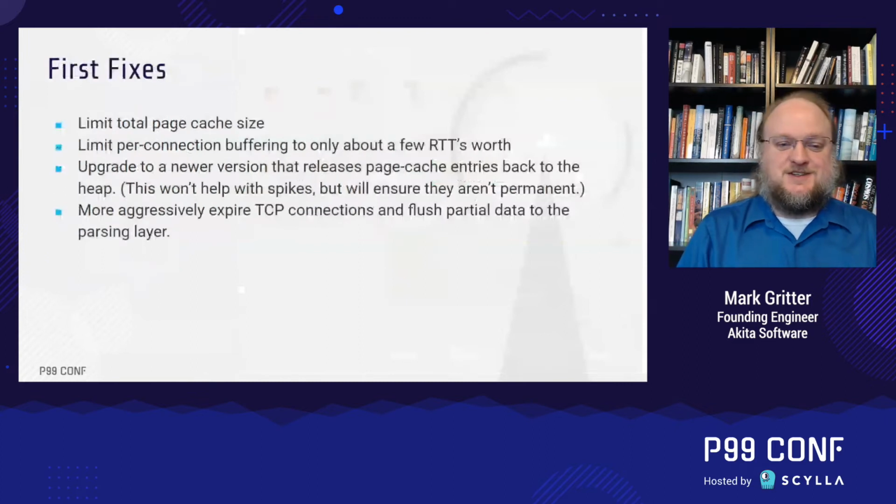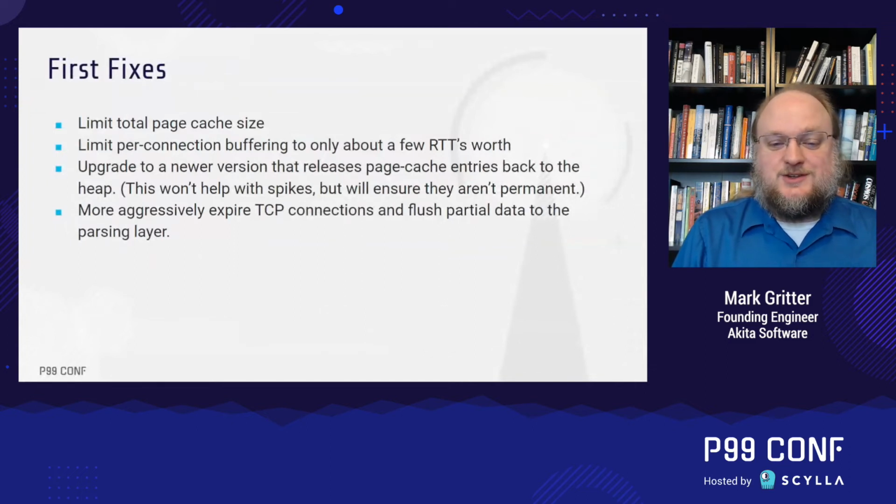So our first set of fixes targeted this obvious problem. We limited the total amount this page cache could use and the amount of reassembly buffer allowed per connection. We upgraded to a newer version of the Go packet library that used Go's sync.Pool for pages, which meant that they could be reclaimed. Might not help with spikes, but it would at least mean we didn't stay high forever. And we more aggressively expired TCP connections and flushed the partial data that we did have to the next layer of our parser.